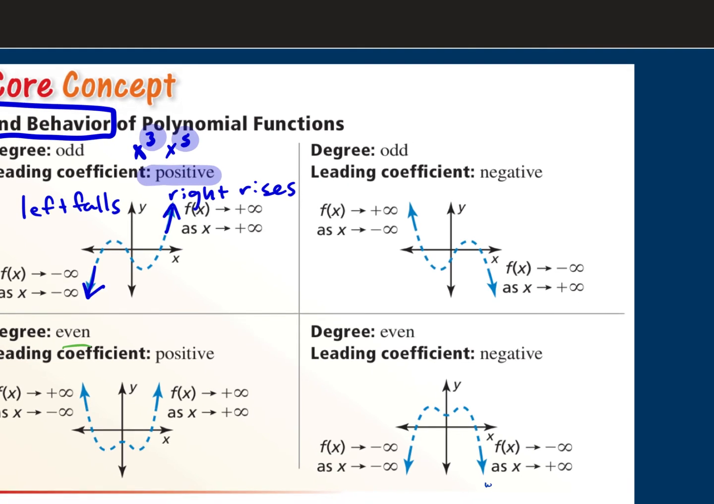Now if the degree is odd, but the leading coefficient's negative, then it flips. So it rises left, because our left arrow is now pointing up, and the right arrow points down, so it falls right. Yeah, so if this was like negative x cubed or negative x to the 5th power.